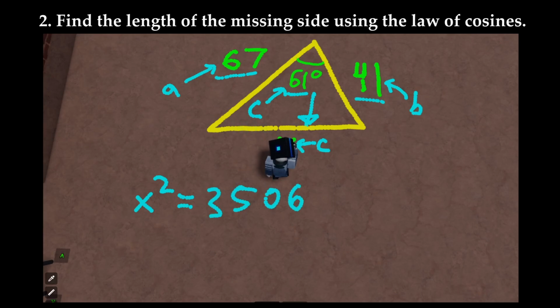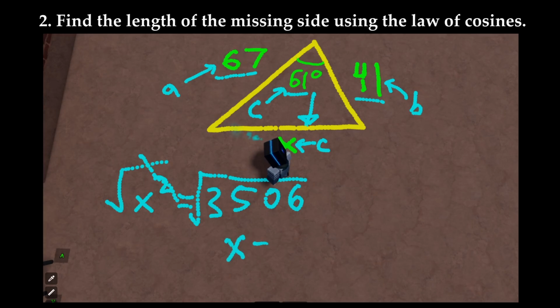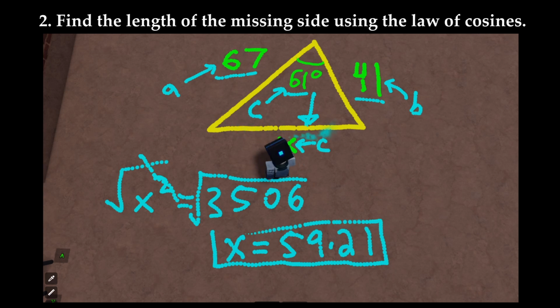And then now to solve for x, just take the square root of both sides. The square cancels out the square root, and you get that side length x is equal to the square root of 3,506, and that is roughly 59.21. And that is our answer. So x is just 59.21. Let me just rewrite this and put down 59.21 for this side right over here. And we're done. Let's go to the next one.